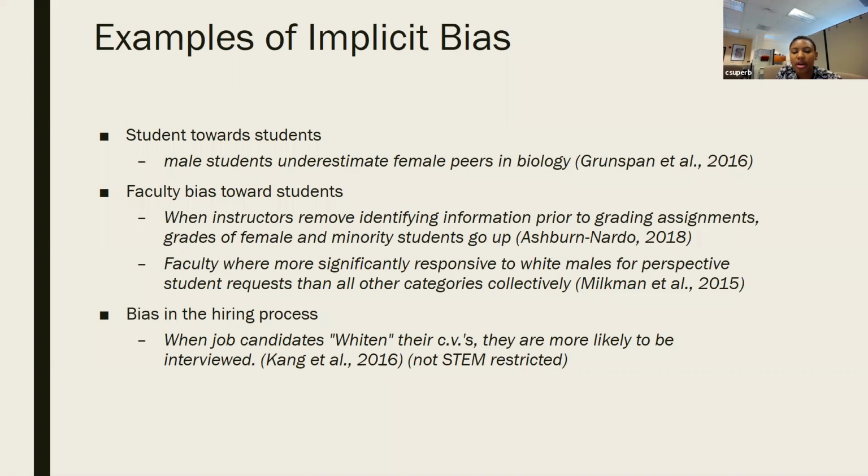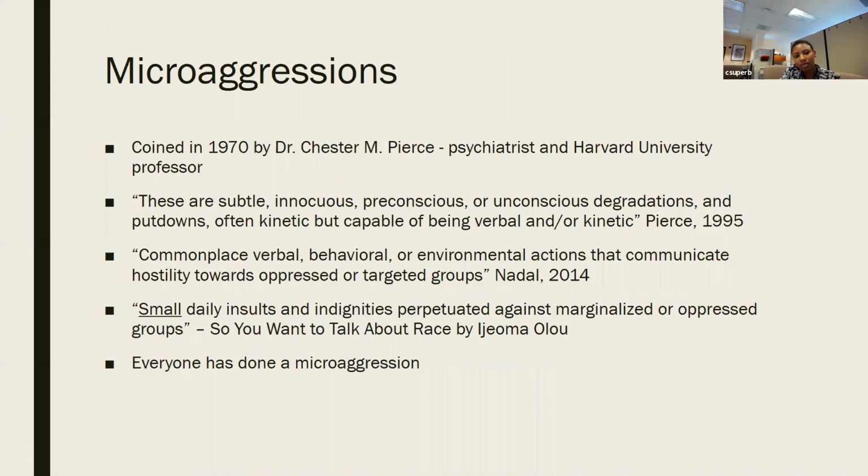And so one of the ways that implicit bias can be perpetuated is through microaggressions. Microaggressions comes from Dr. Pierce from Harvard. He's a psychiatrist, and he defines them as subtle, innocuous, preconscious, or unconscious degradations and put downs. They're often kinetic, but capable of being verbal and or kinetic. And so we want to note that they're commonplace verbal behavior actions that communicate hostility towards a type of oppressed or targeted group. And they're also small, and they can be daily, and we want to think about their cumulative effect. And so it's important to note that everyone has probably done a microaggression.